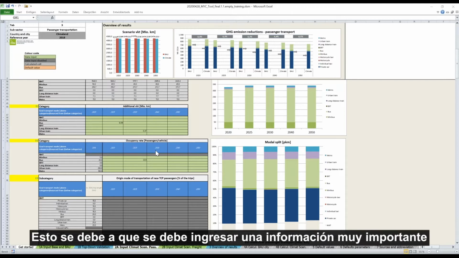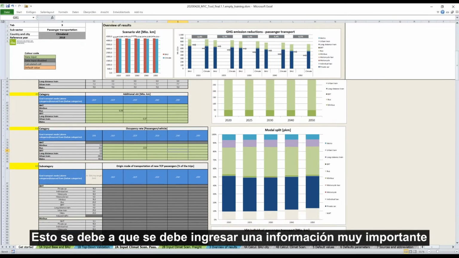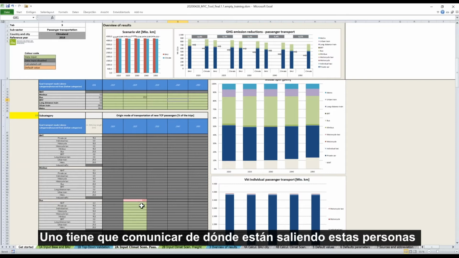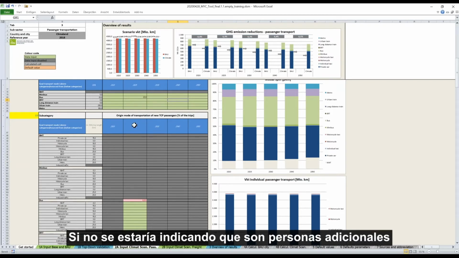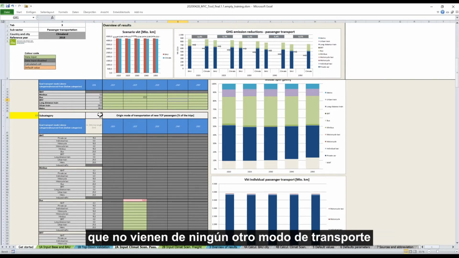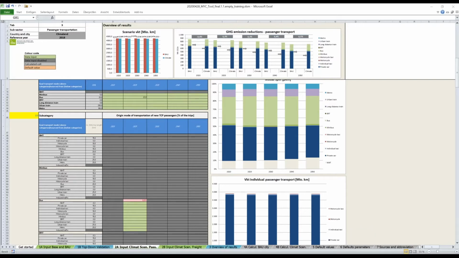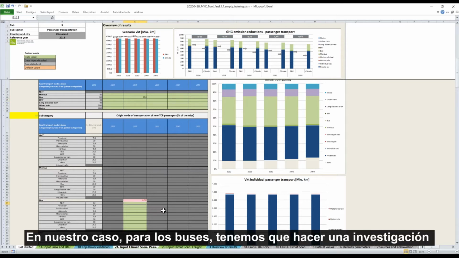Actually, it's because there is a very important field to fill in. It's this one. You have to say where the people using buses are coming from. If not, there are additional persons. They are not disappearing from any other vehicle mode or any transportation mode. They are just popping up into your system. So you have to say, in our case for the buses, where the people are coming from. It's a percentage of the trips.